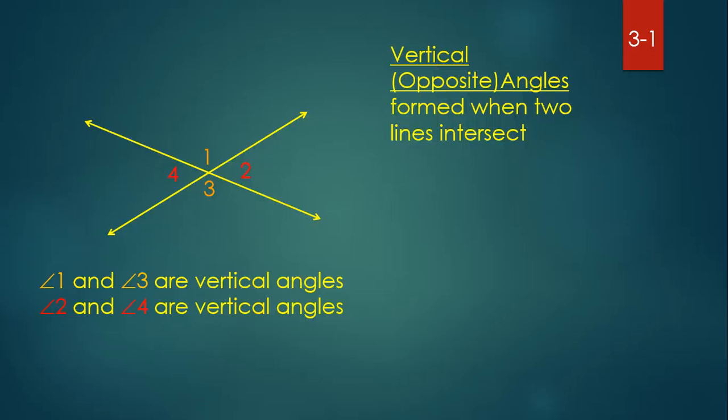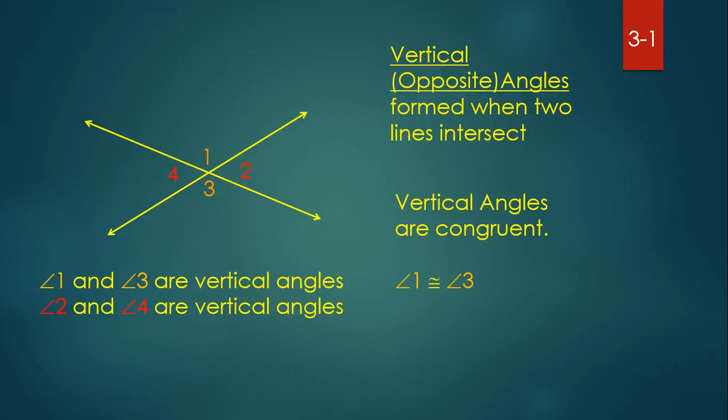So vertical angles come in pairs. And in fact, vertical angles will always be congruent to each other. So in this particular case, we could say that angle 1 is congruent to angle 3, and angle 2 is congruent to angle 4 because we have pairs of vertical or opposite angles.